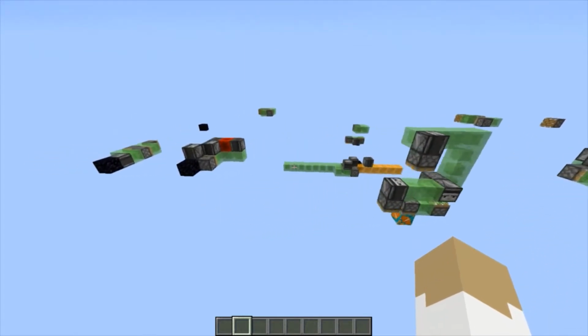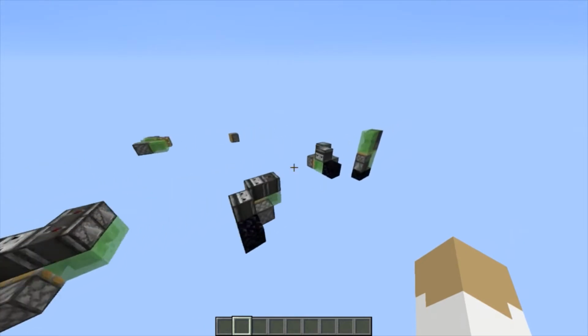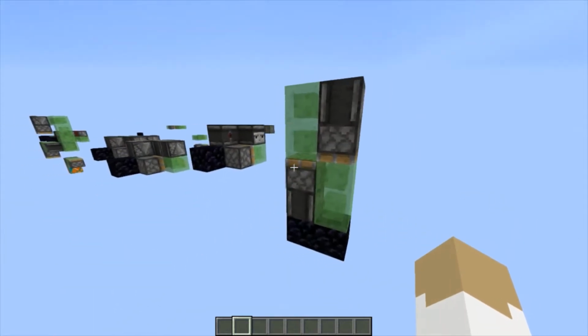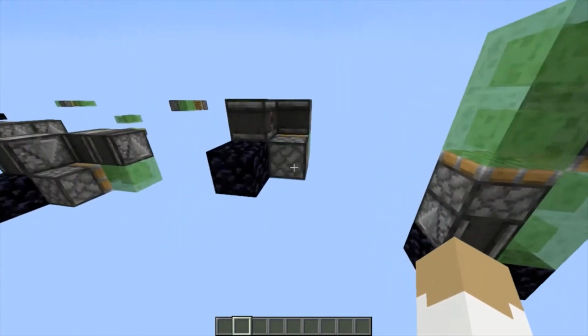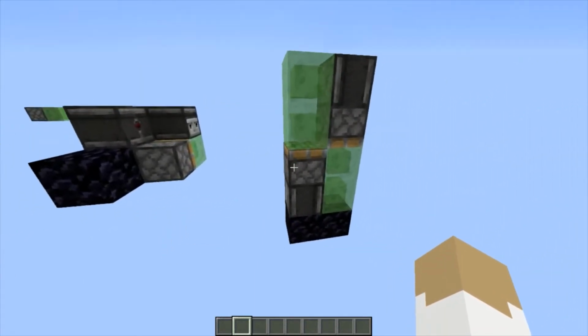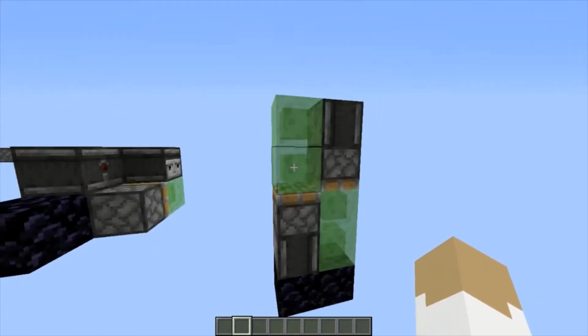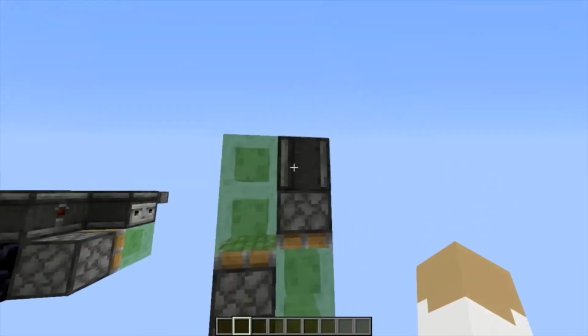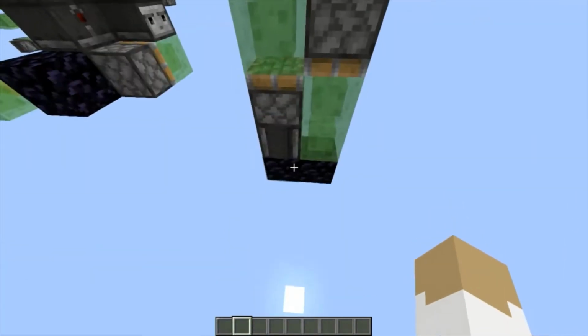So we've got quite a few different versions for different purposes, and let's get down to this. The first one we've got are the basic flying machines. We've got a vertical one and a horizontal one. Basic flying machines got an observer powering a piston, powering some sticky blocks, which moves along the entire machine.